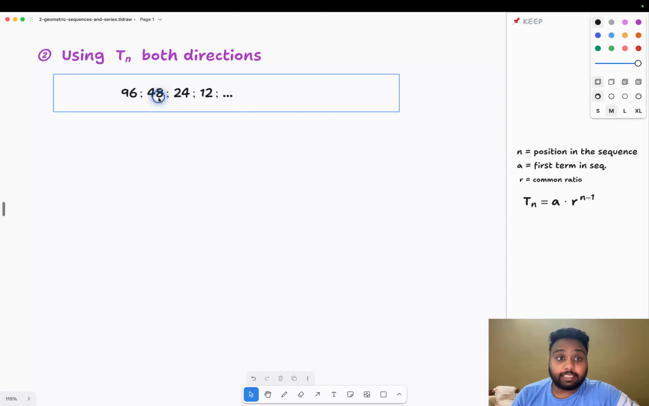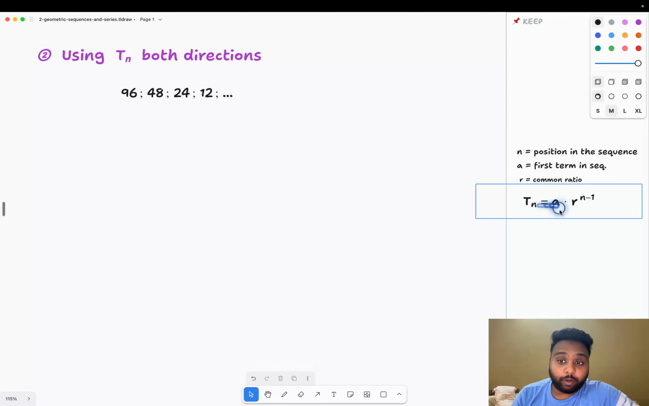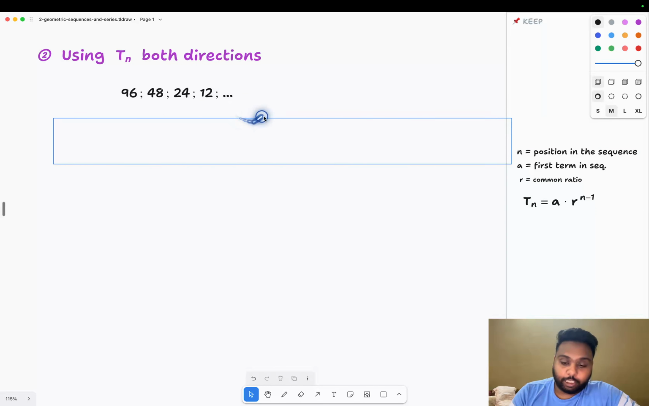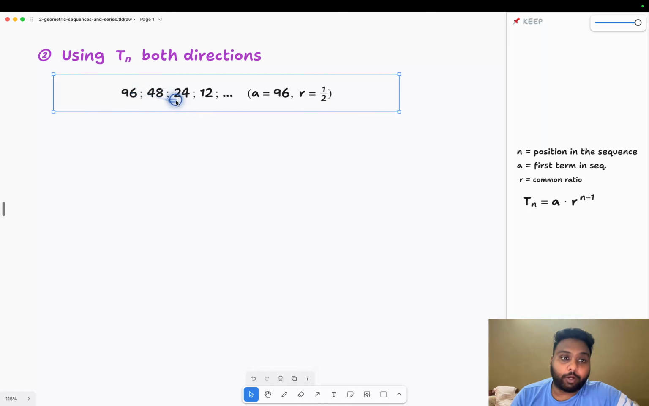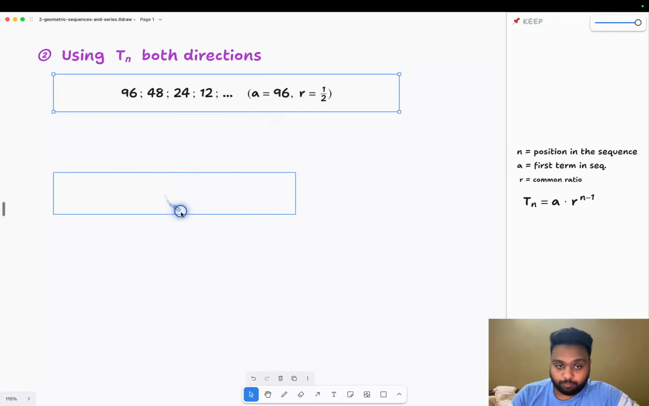If you want to try this, try it yourself. Try dividing any term by the term before it, and that will be our common ratio. We know the value of a. Based on that, you can try to derive the general formula for this sequence. Our a is 96 and our r is 1 by 2. 48 divided by 96 is 1 by 2. 24 divided by 48 is 1 by 2. 12 divided by 24 is also 1 by 2.